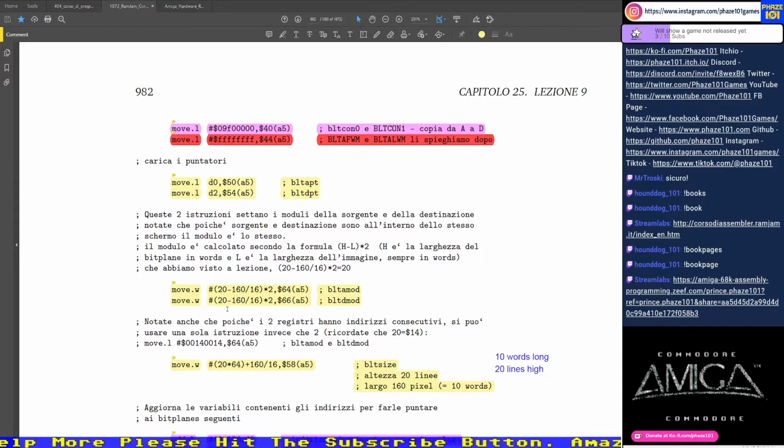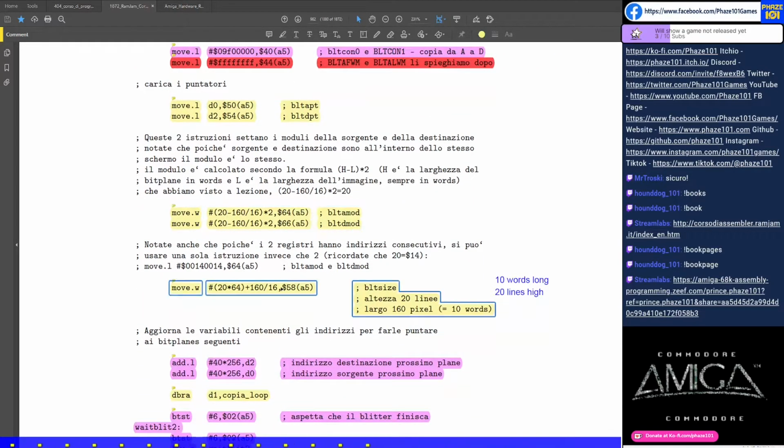So far so good. Then we do the modulo, and the modulo is what we have. Remember, we have 20 words. So it's 20 words minus 160, the length of the text Commodore, which is 160 pixels. So it's 20 minus 160 over 16, and that is times 2 because we need that in bytes. And same thing for the destination.